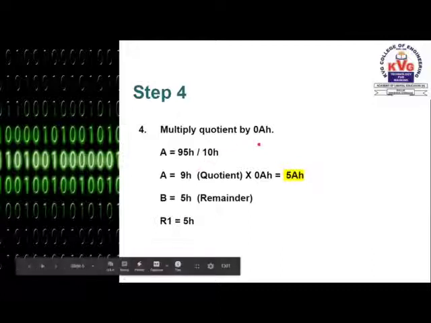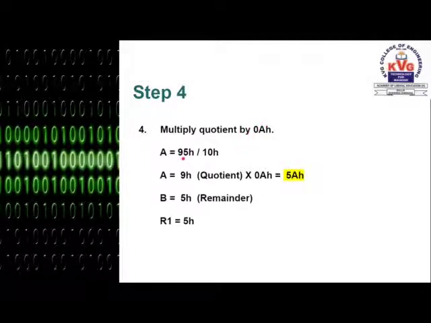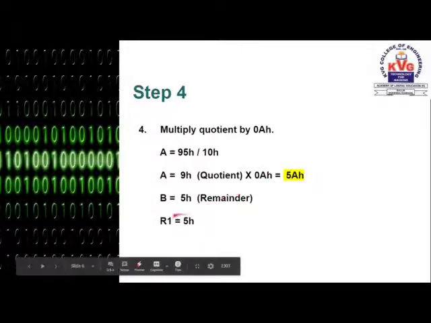The fourth step is to multiply the quotient by 10 or to multiply the quotient by 0Ah. 9 into 0Ah will give you 5Ah. The remainder is as it is. We've not touched the remainder as of now.